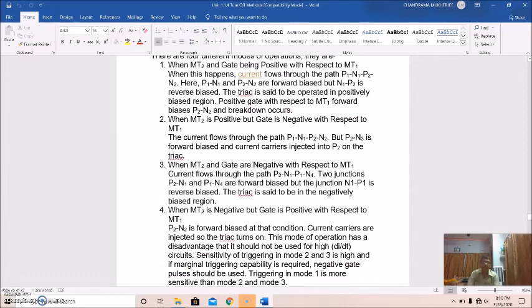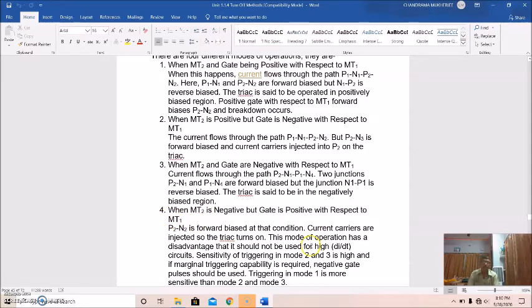And third, when MT2 and gate are negative with respect to MT1, current flows through the path P2, N1 and P1, N4. Two junctions P2 N1 and P1 N4 are forward biased, but junction N1 P1 is reverse biased. The TRIAC is said to be in the negatively biased region.